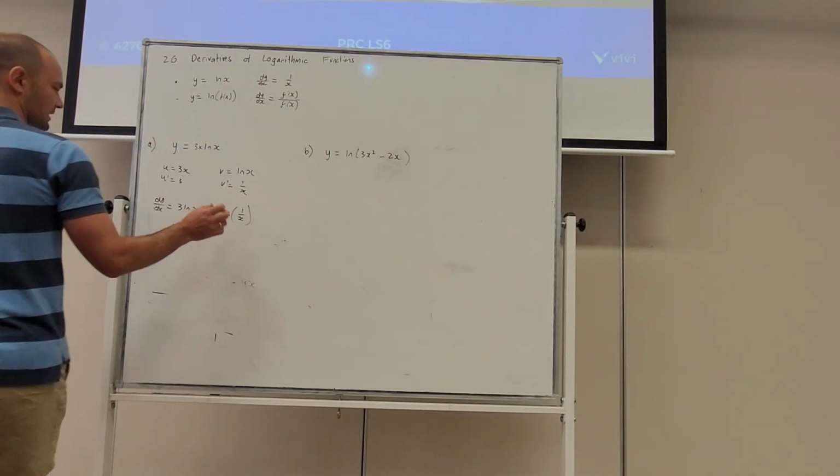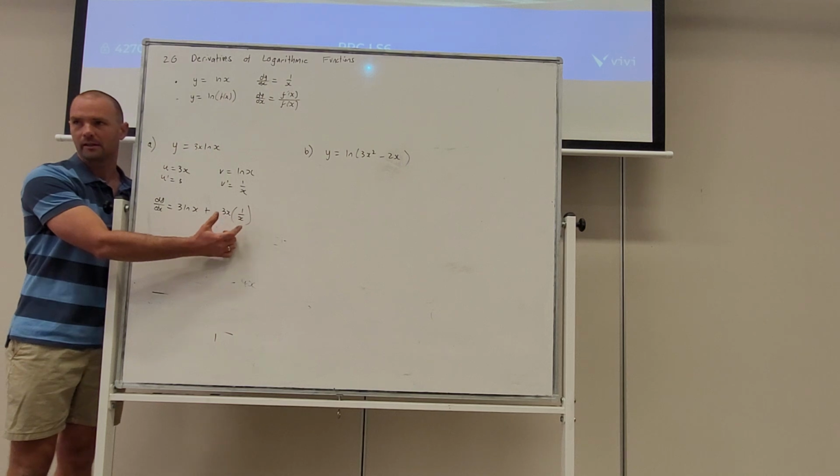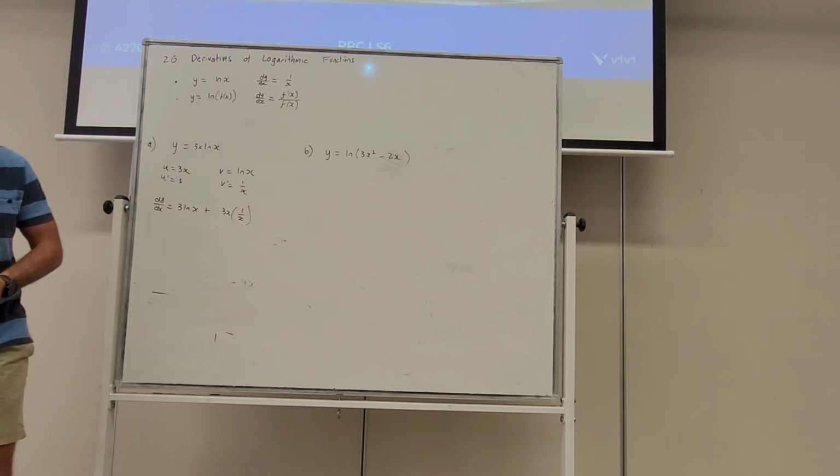Alright, so u dash v plus uv dash, and this could simplify to 3x times 1 on x, x at the top, x at the top. We'll leave it for now.